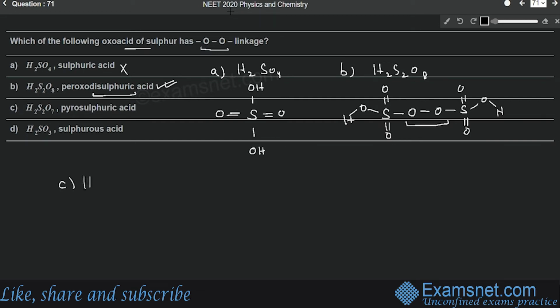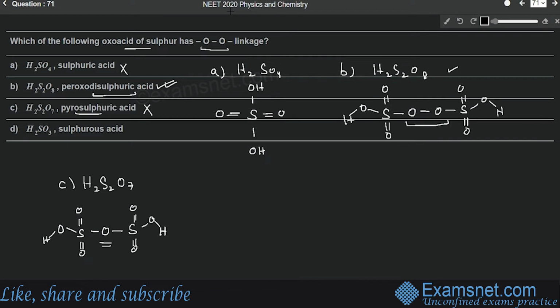Third one is H2S2O7, that is pyrosulfuric acid. So here it will be similar to the H2S2O8, but instead of two oxygen in the center, there will be only one oxygen. Okay, so let's draw the structure. OH, then this is sulfur, double bond O. This side we have an oxygen, and this oxygen is common between the two sulfuric acids. Okay, so double bond O, then H. Okay, so we can see there is no oxygen-oxygen linkage here. So this is also not the correct answer.